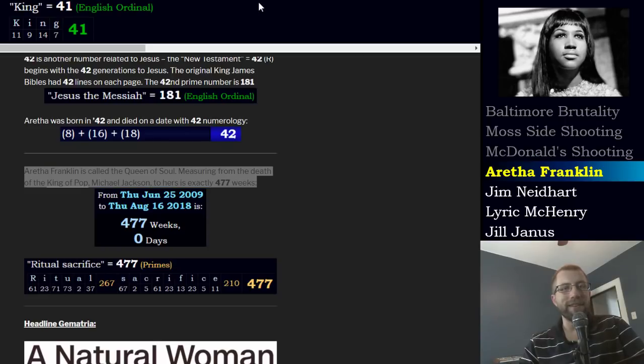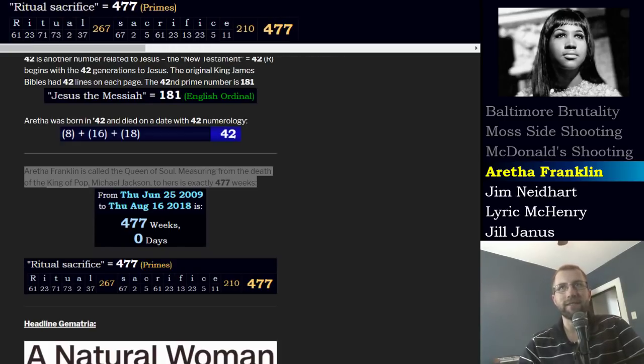What's also interesting is how she's named the Queen of Soul. You might also remember a musician named the King of Pop. That was Michael Jackson, right? Well, if you measure from the death of Michael Jackson to the death of Aretha Franklin, it was exactly 477 weeks. In Gematria, ritual sacrifice sums to 477.